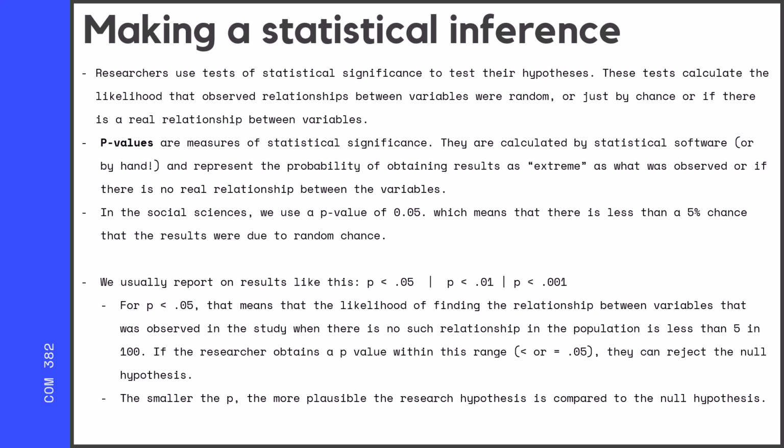So with p being less than 0.05, it means that the likelihood of finding the relationship between variables that were observed in the study, where there is no such relationship in the population, is less than 5 in 100. So if a researcher obtains a p-value within this range, less than 0.05, they can reject the null hypothesis. So the goal is to reject that null hypothesis. Again, that was the hypothesis that said that there's no relationship between variables. The smaller the p-value, the more plausible the research hypothesis is compared to the null hypothesis.